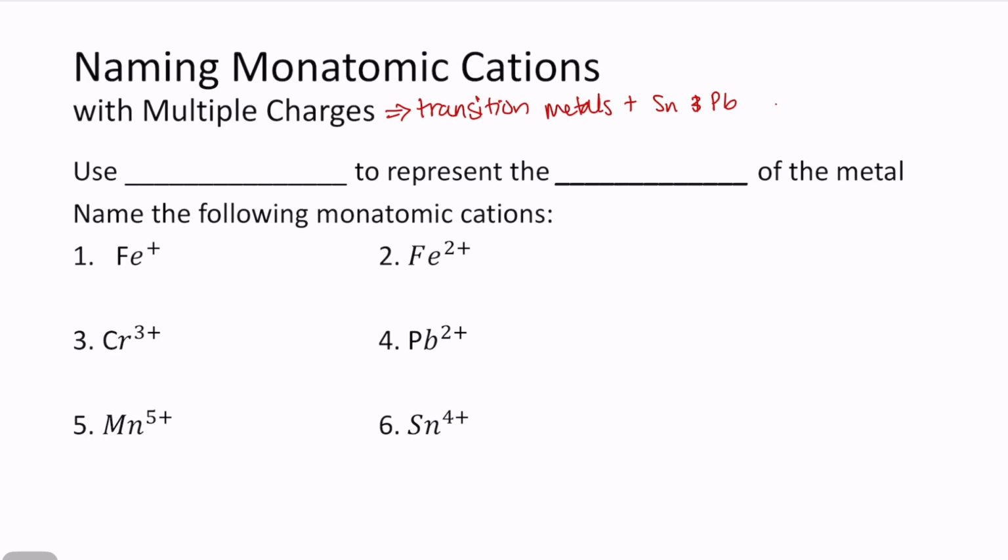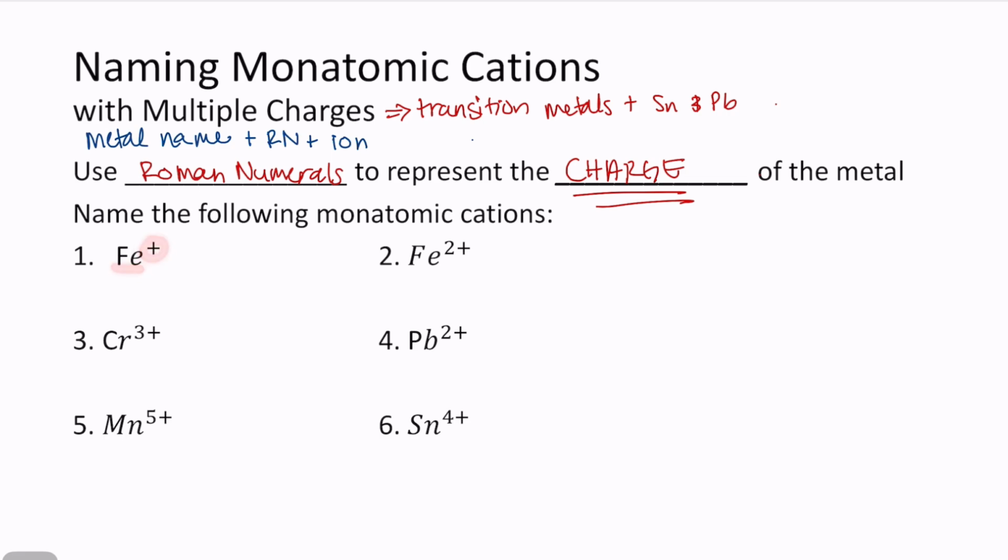And we want to still use the metal name, but now we're going to use Roman numerals to represent the charge. This is very important. It is the charge of the metal. So we'll use the metal name plus the Roman numerals plus the word ion. So in our first example, we're dealing with iron. We have Fe, and it has a 1+ charge.